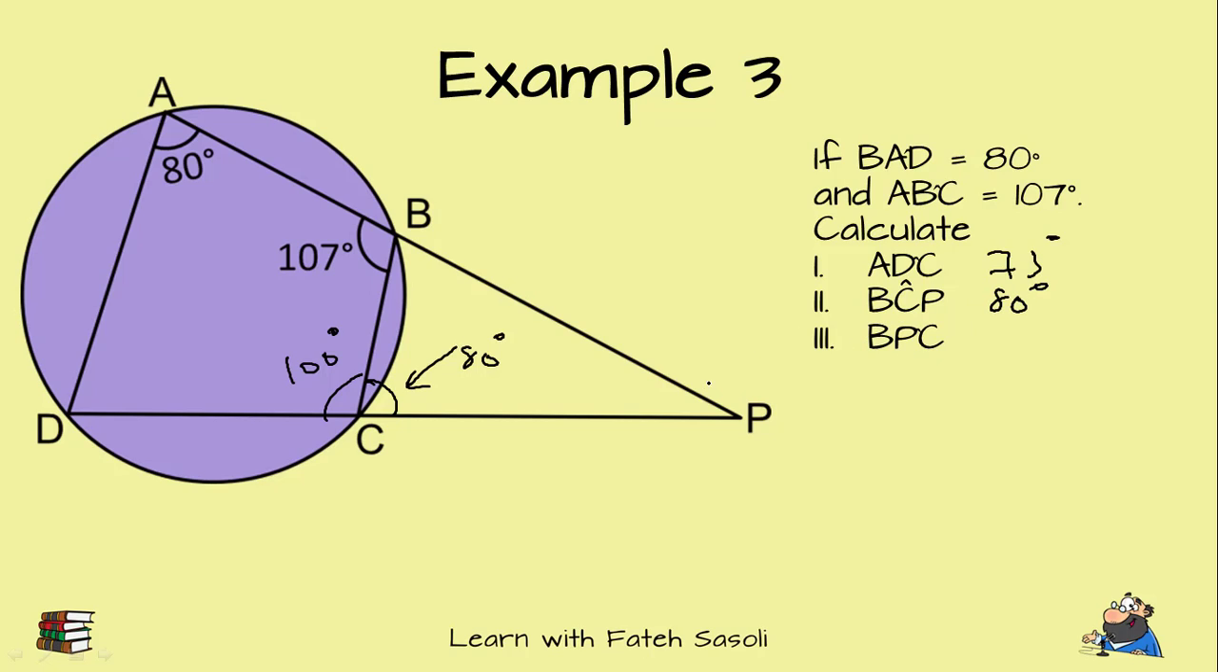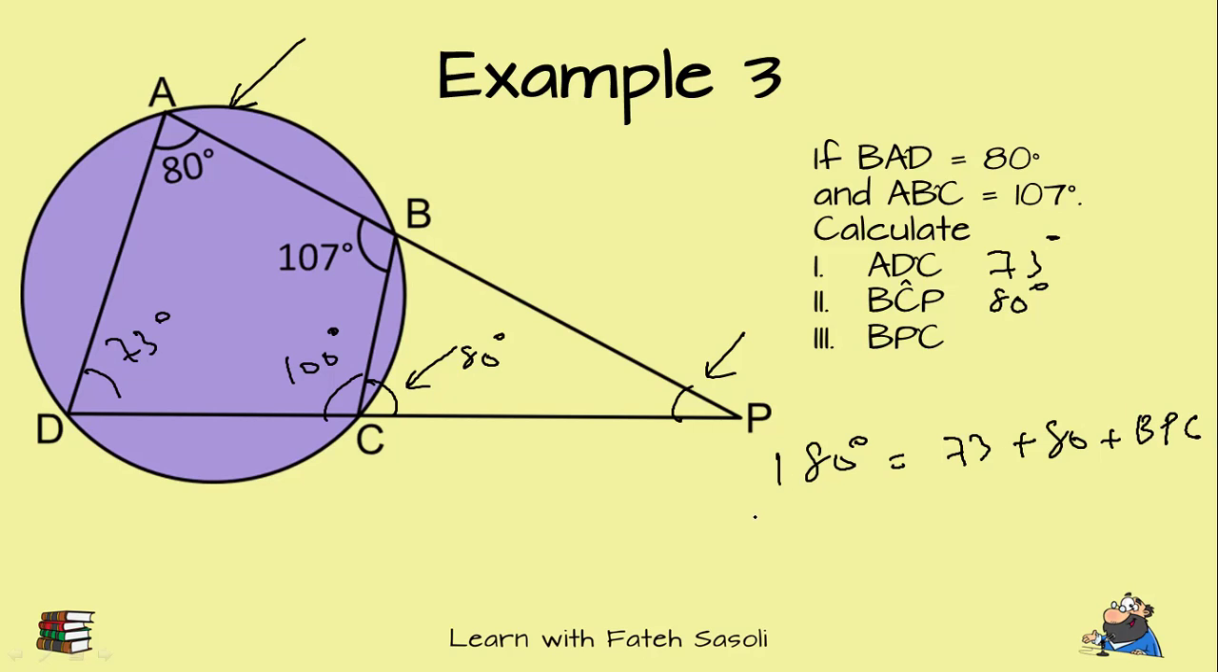Now we're looking for angle BPC, this angle over here. Let's apply the triangle sum rule, which is we have one angle here which is 80 degrees, this angle here was 73. Would it be difficult to find P? No, not at all. It's 180 degrees equals 73 plus 80 plus this angle BPC, which should come up to 153 plus BPC, and BPC in turn is 27 degrees.